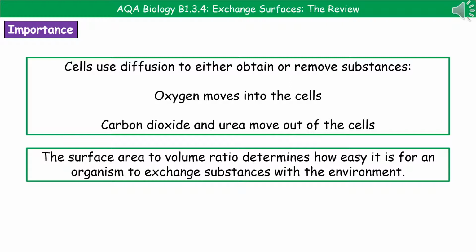Now what we actually find is that cells use diffusion to either obtain or remove substances. So oxygen will move into the cells by diffusion and carbon dioxide and urea move out of the cells by diffusion. And what we find is that there's a key thing that's going to determine how easy it is for the organism to exchange those substances with their environment. And that is the surface area to volume ratio.